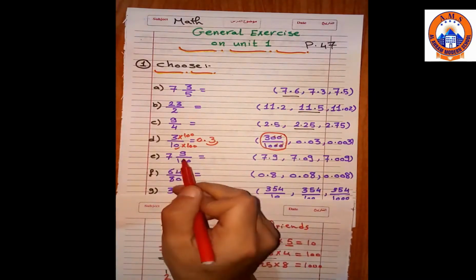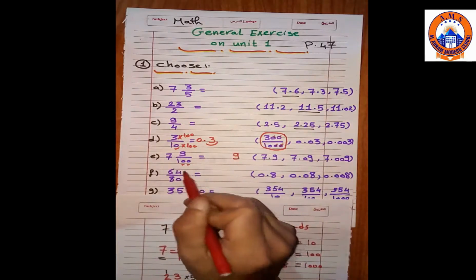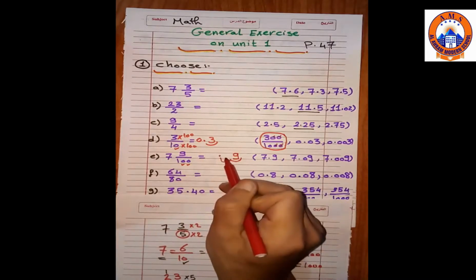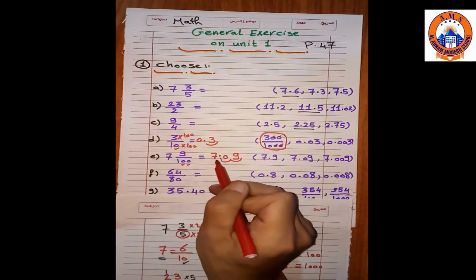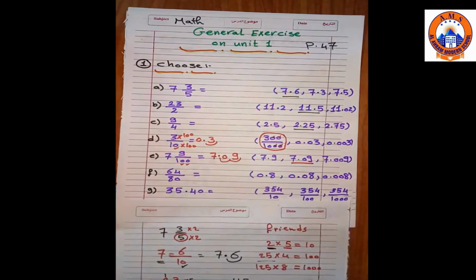The next question, number E, we have 7 and 9 over 100, and we want to change it to a decimal. I'm gonna put 9. Then I'm gonna count 2 digits because we have 2 zeros. Here is 1, 2, then put a point. This an empty digit, fill it with 0. 7 waiting for us, so we're gonna put 7. So the answer is 7.09. I'm gonna choose this answer.